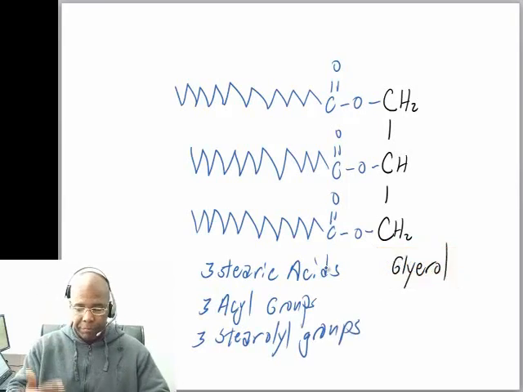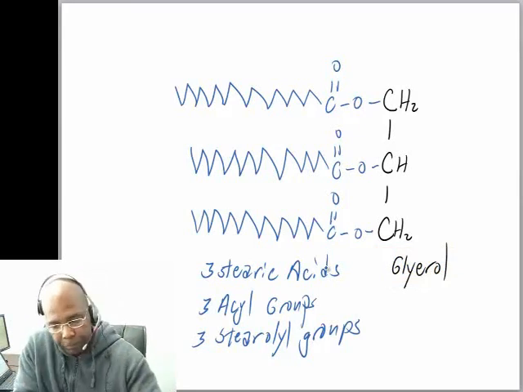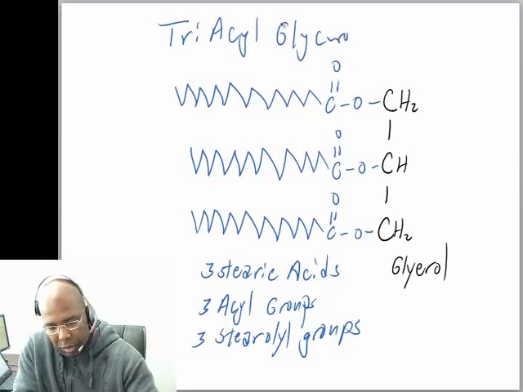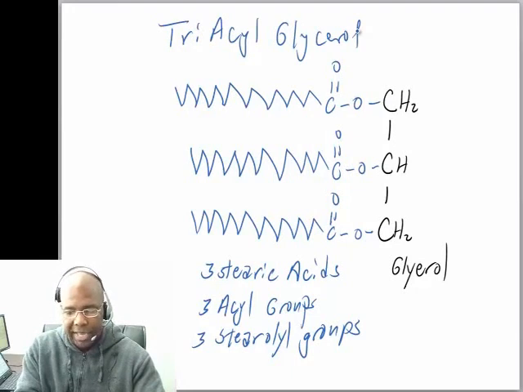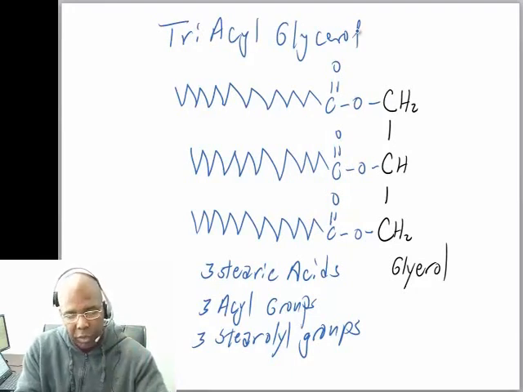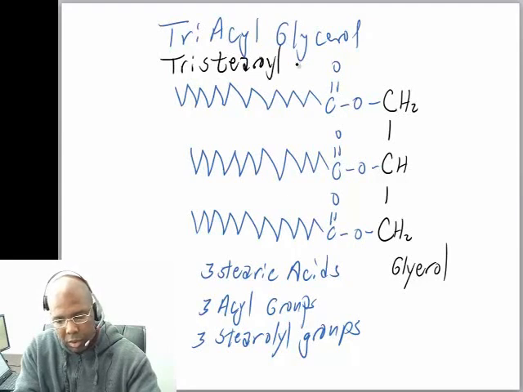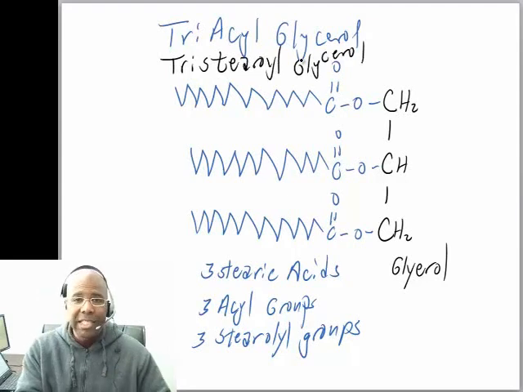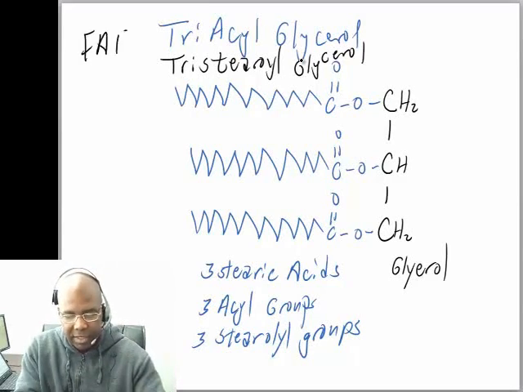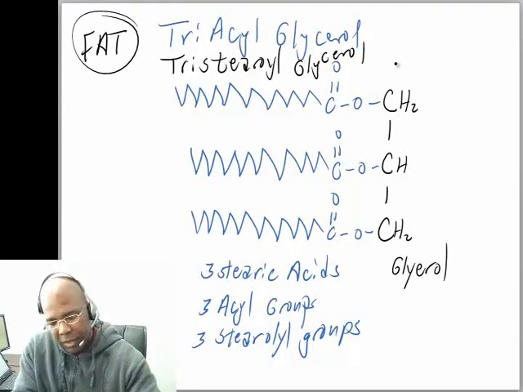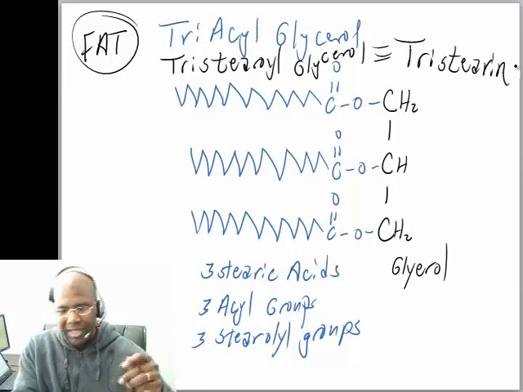Okay, and now if we wanted to name this molecule, the generic name would be triacylglycerol. And so this is a triacylglycerol because it's glycerol attached to 3 acyl groups. If we want to be more specific, we could call this one tristearoyl glycerol. And tristearoyl glycerol is a triacylglycerol. And triacylglycerol, this is fat. This is how fats are stored in our body. Tristearoyl glycerol is also called tristearin. Okay, and this is how fat is stored in our body.